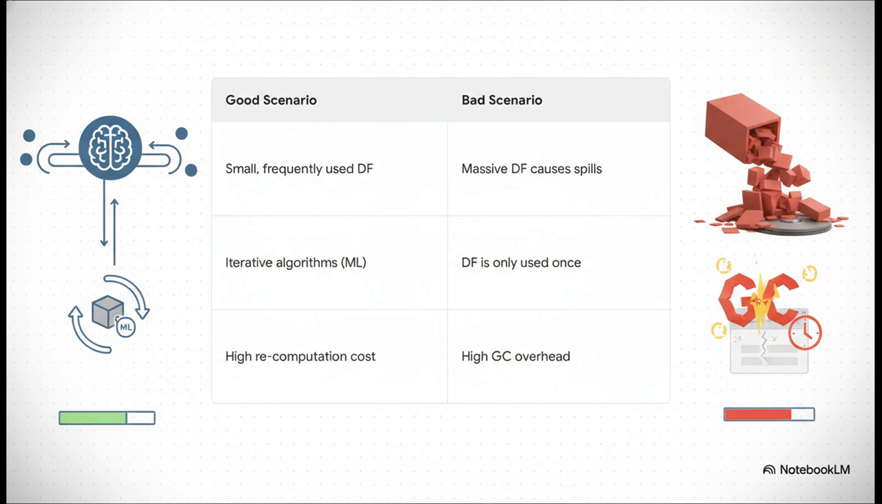It eats up that valuable storage memory we talked about earlier. If you try to cache something that's just too big, you'll start spilling to disk. And what's even worse is that you can put a ton of pressure on the JVM's garbage collector, which can literally pause your entire application to clean up memory. Caching is always a trade-off, not some magic button.